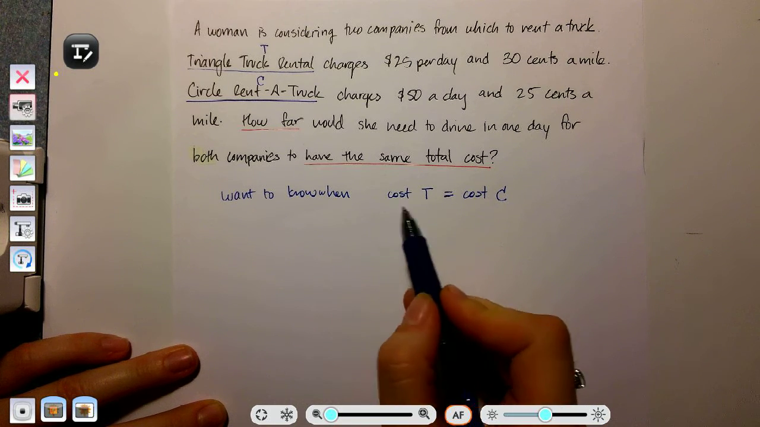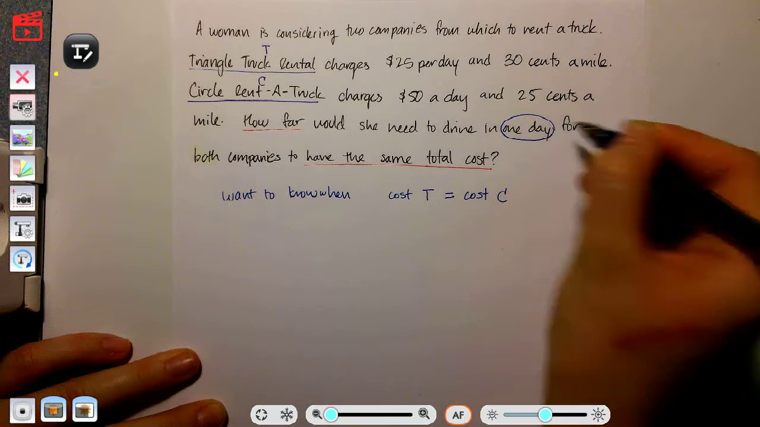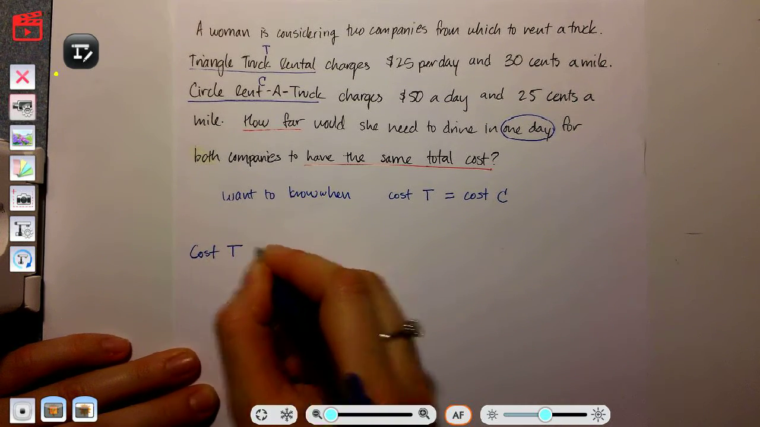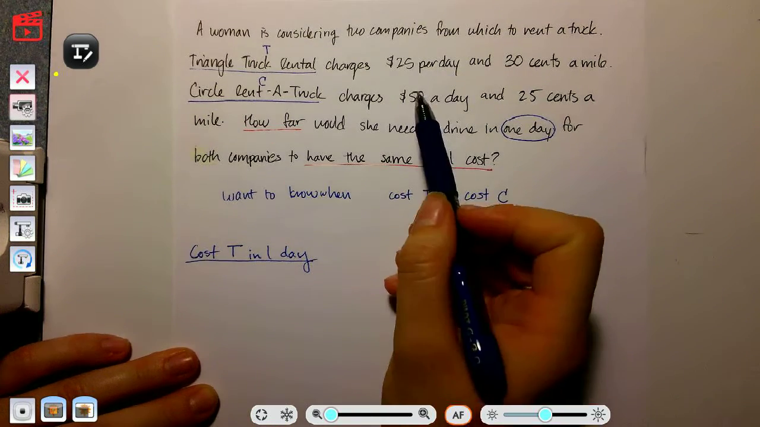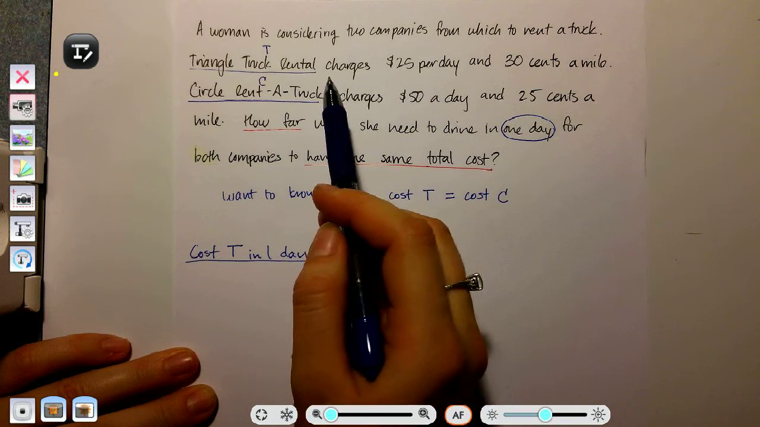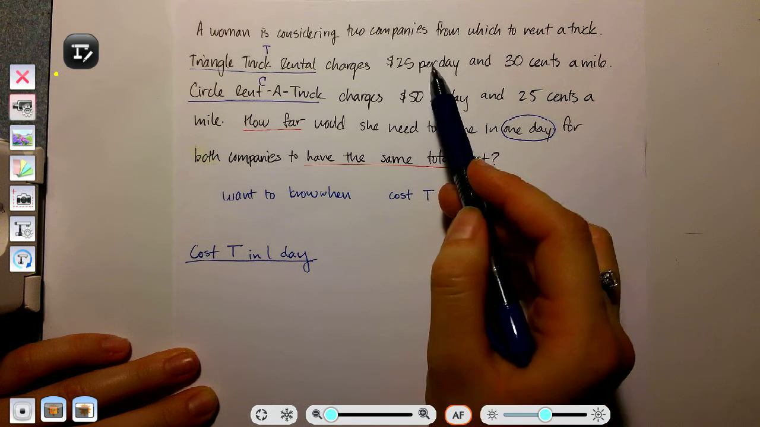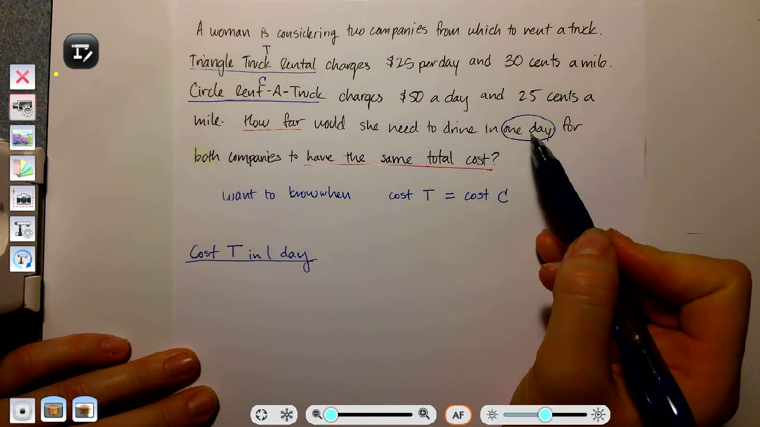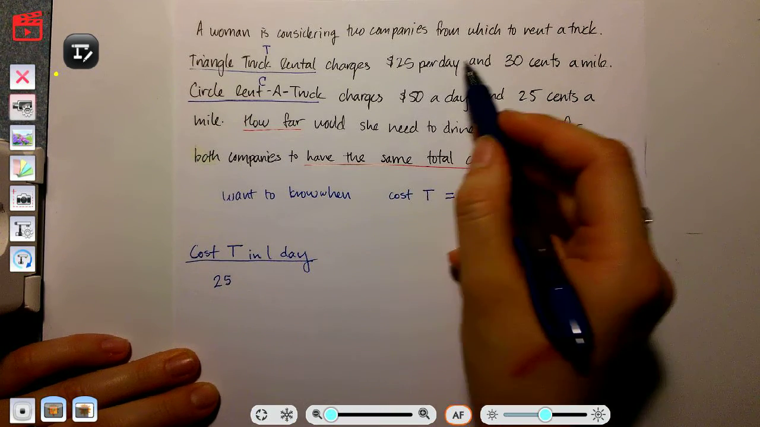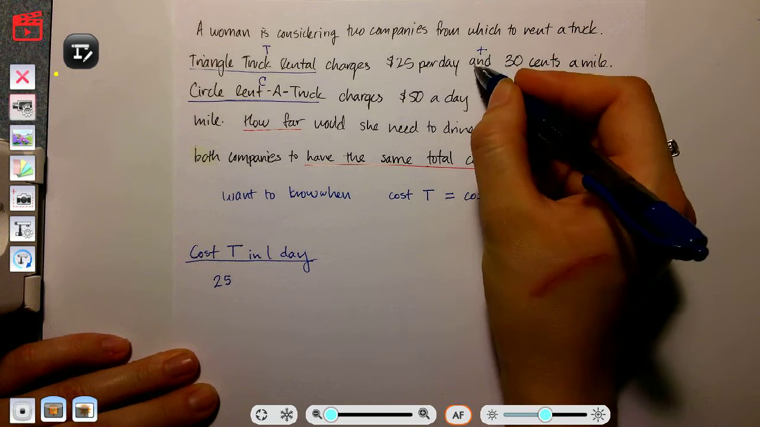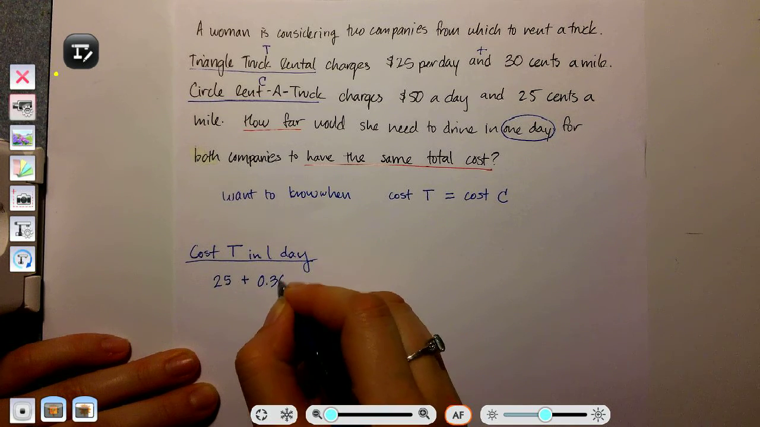So I want to figure out what the cost of T would be in, what am I looking for? 1 day. Okay, so let's take a look. Cost for T in 1 day. How would we find that out? Well, let's see. It says Triangle Rental charges $25 per day and 30 cents a mile. Okay, so 25 per day. So if we're only talking about 1 day, how much money would that be? Well, just $25. So $25 per day and in math means addition. And 30 cents a mile. Okay, so 30 cents would be 0.30.